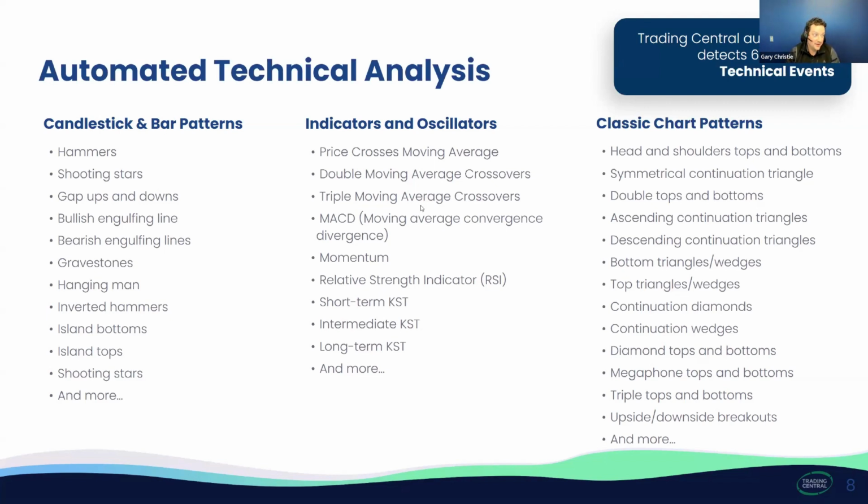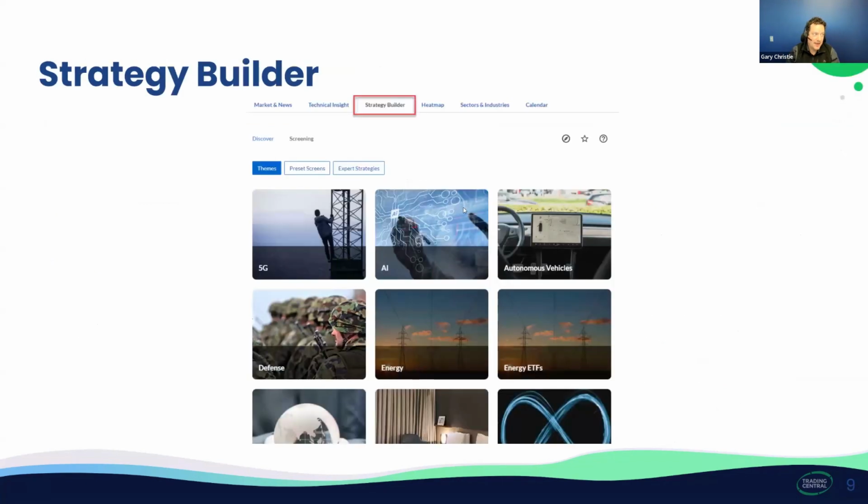So that's Technical Insight. And then I'll touch on Strategy Builder, which is a pretty unique piece of software, basically called a stock screener. These are the themes that you get in the mobile app right now, all created for you already. But you can also dig into preset screens and expert strategies, and you'll also be able to screen your own for your own stocks. Maybe you care about low PE only, right? In the S&P 500 index, you can search for that.